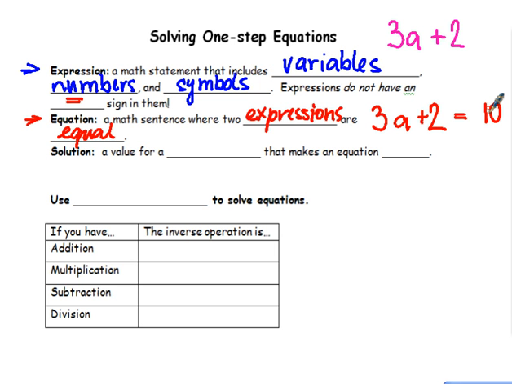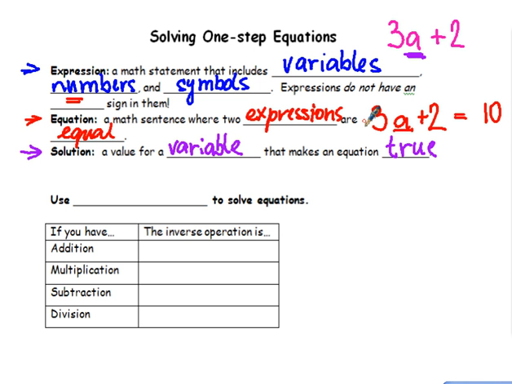Solution. What is a solution? A solution is a value for a variable. And let me just remind you, a variable is the letter we use, the A, for example, in this problem. So, a solution is a value for a variable that makes an equation true. So, when we find an A for which this equation is true, we have found a solution.